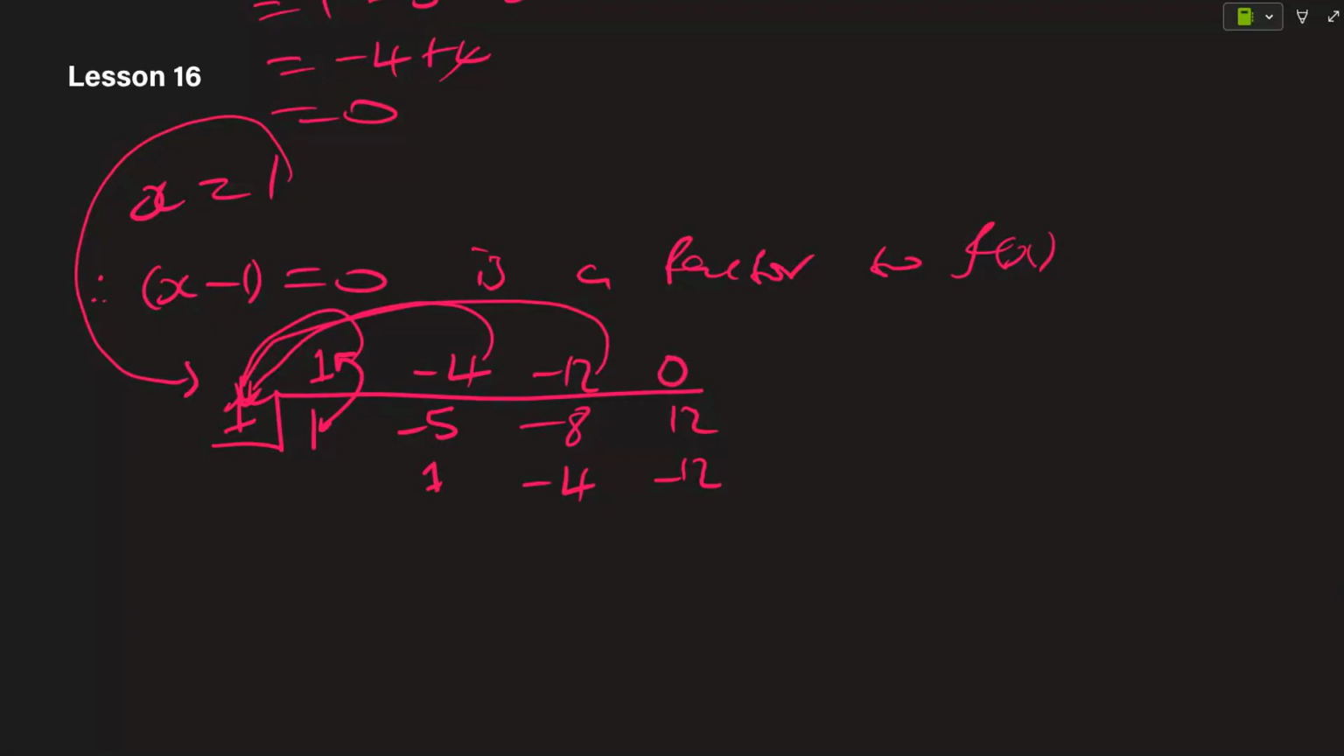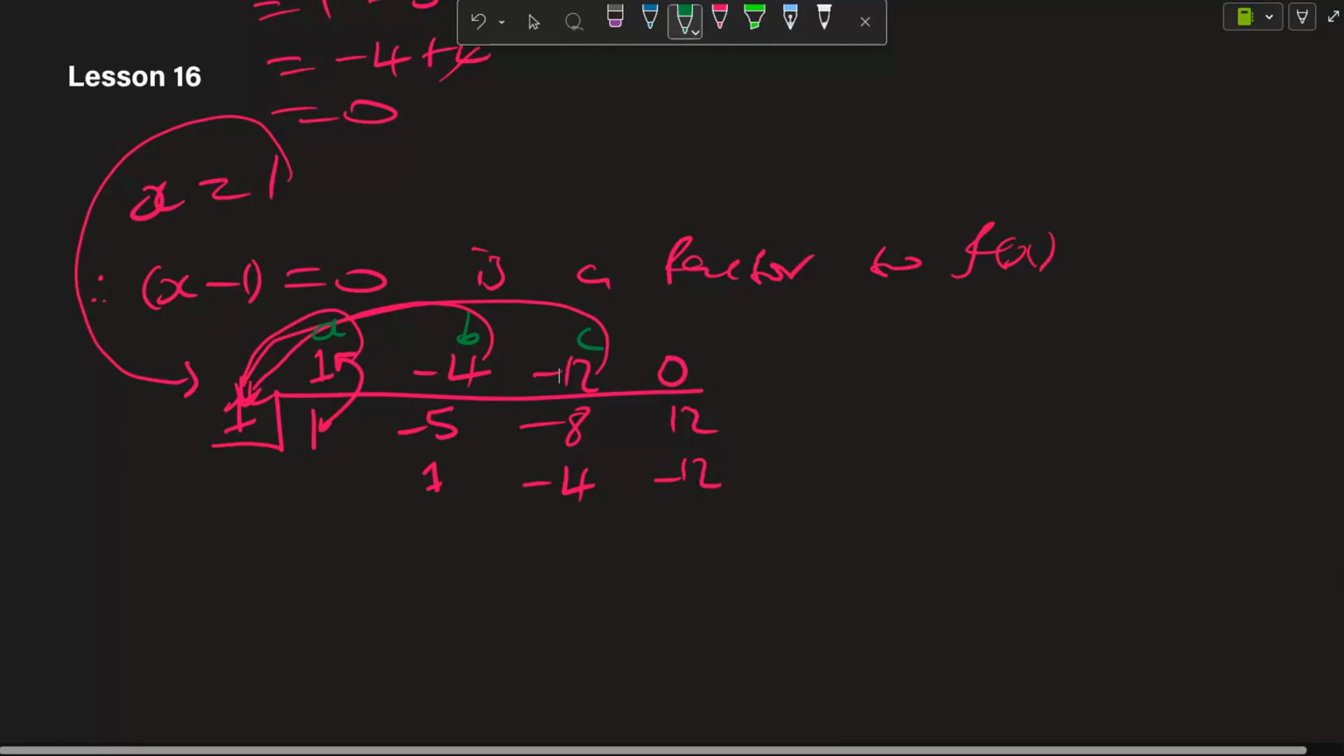Good. Now the last term there, you should get 0. Always. If it's not 0, then you're in trouble. It should always be 0. Then see what you do now. This is actually A, this is B, this is C. So the 1, the -4, and the 12, these are the coefficients of the quadratic factor. Remember, a cubic expression has a quadratic factor and a linear factor.